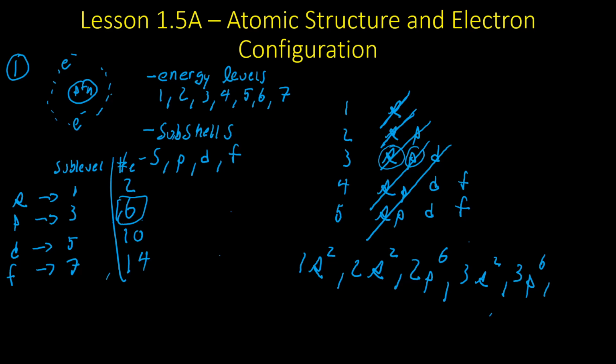We don't go over to the D subshell next. We actually go to 4S. The reason for this is that the 4S subshell actually has less energy than the 3D, hence the need for those diagonal arrows. After that, we go back to 3D, which now has 10 electrons, and so forth.